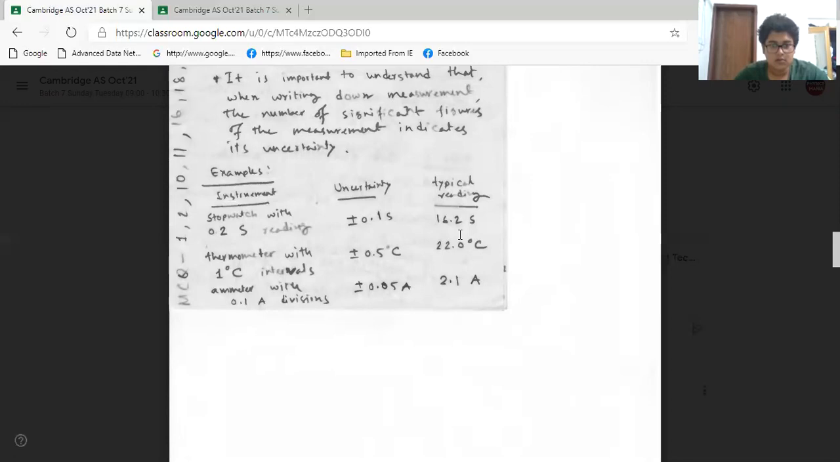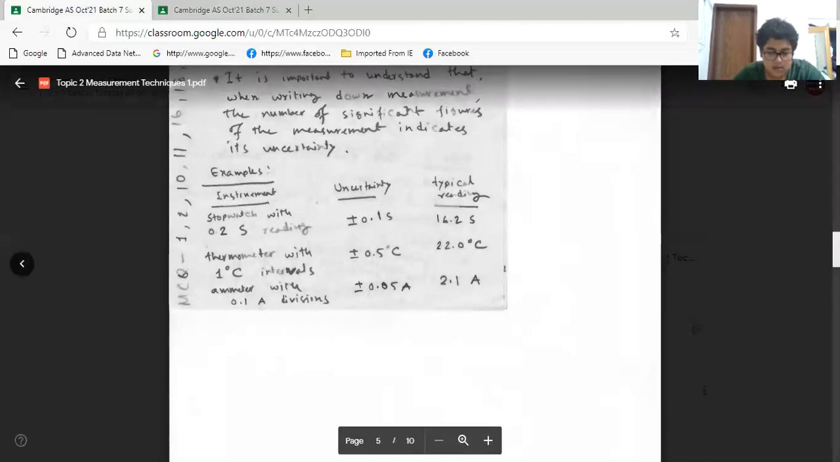Is it clear to you? Yes, sir. I am repeating. Your absolute uncertainty will be only this one, 0.1. But your fractional uncertainty will be 0.1 divided by 16.2. That is fractional. You are taking the fraction of the uncertainty. No, no. One is absolute uncertainty. Another one is fractional uncertainty. The answer is different. Okay. Yes, sir.